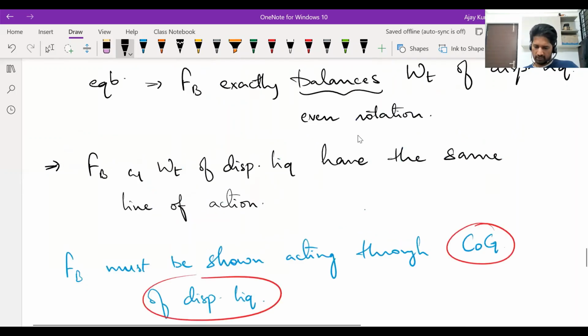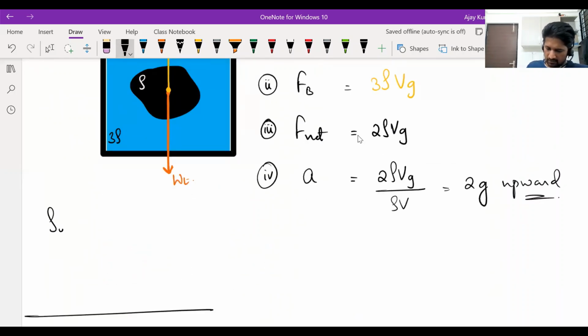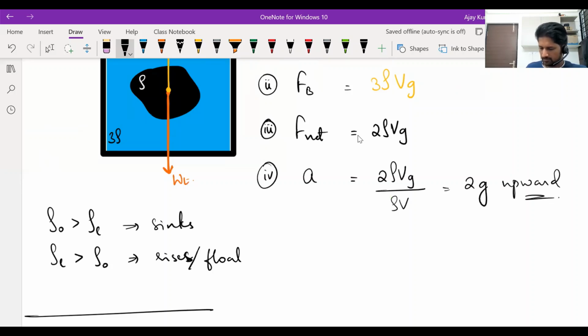Now we just discussed one point before, center of buoyancy: if the density of the object is greater than the density of the liquid, it sinks because weight will dominate the buoyant force. If the density of the liquid is greater than the density of the object, then it rises or floats. Okay. Now we know ships float on water.